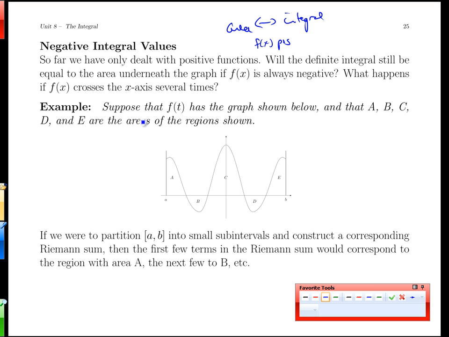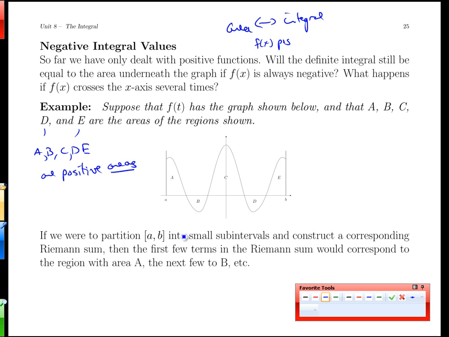So let's take a look at a curve here, a function of time, that has the graph shown below, and we've got these different areas. What I would say here is that A, B, C, D, and E are positive areas. The way we talk about areas is always positive, right? I can't have a negative area, -2 square meters. That doesn't make sense. So on a graph, if we say area, we mean positive.